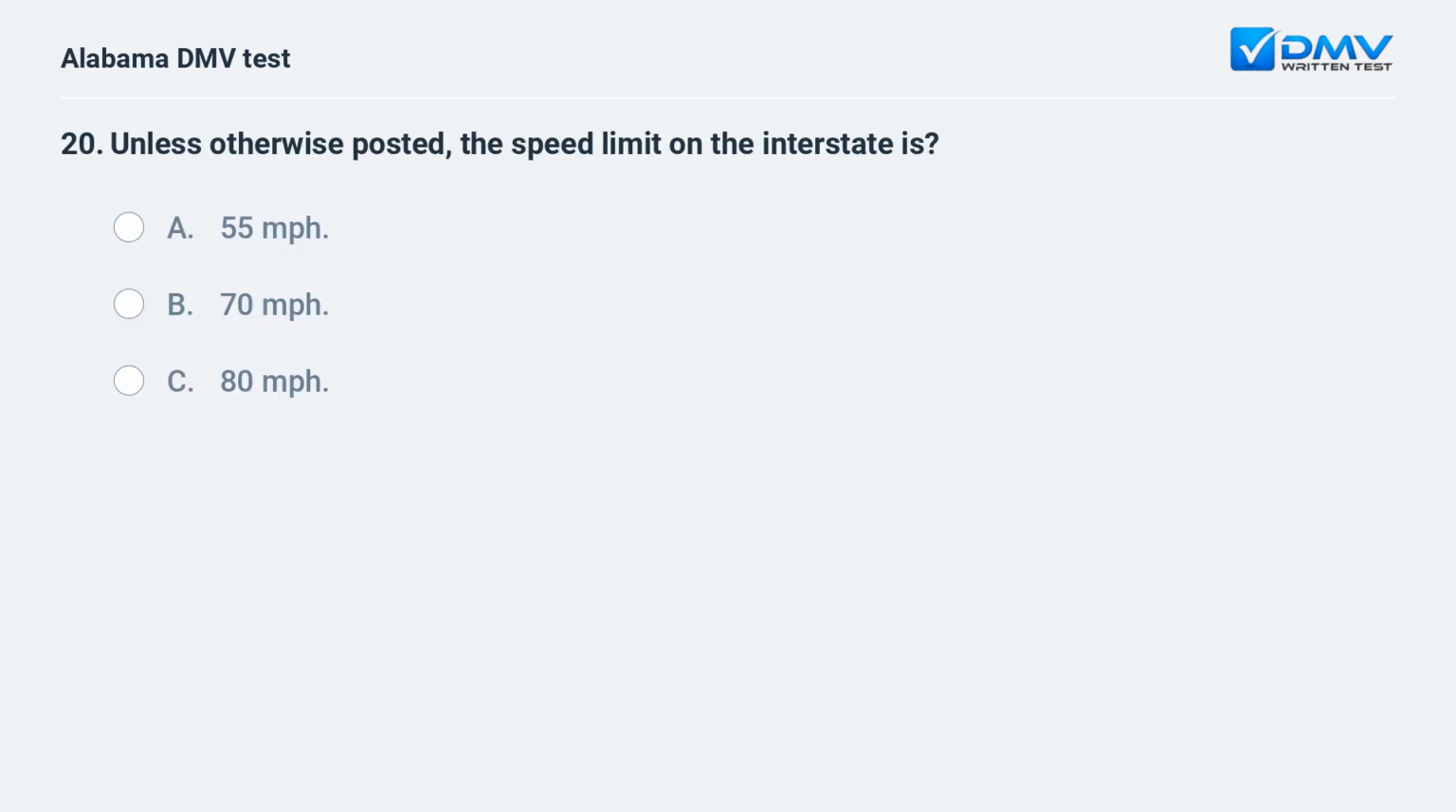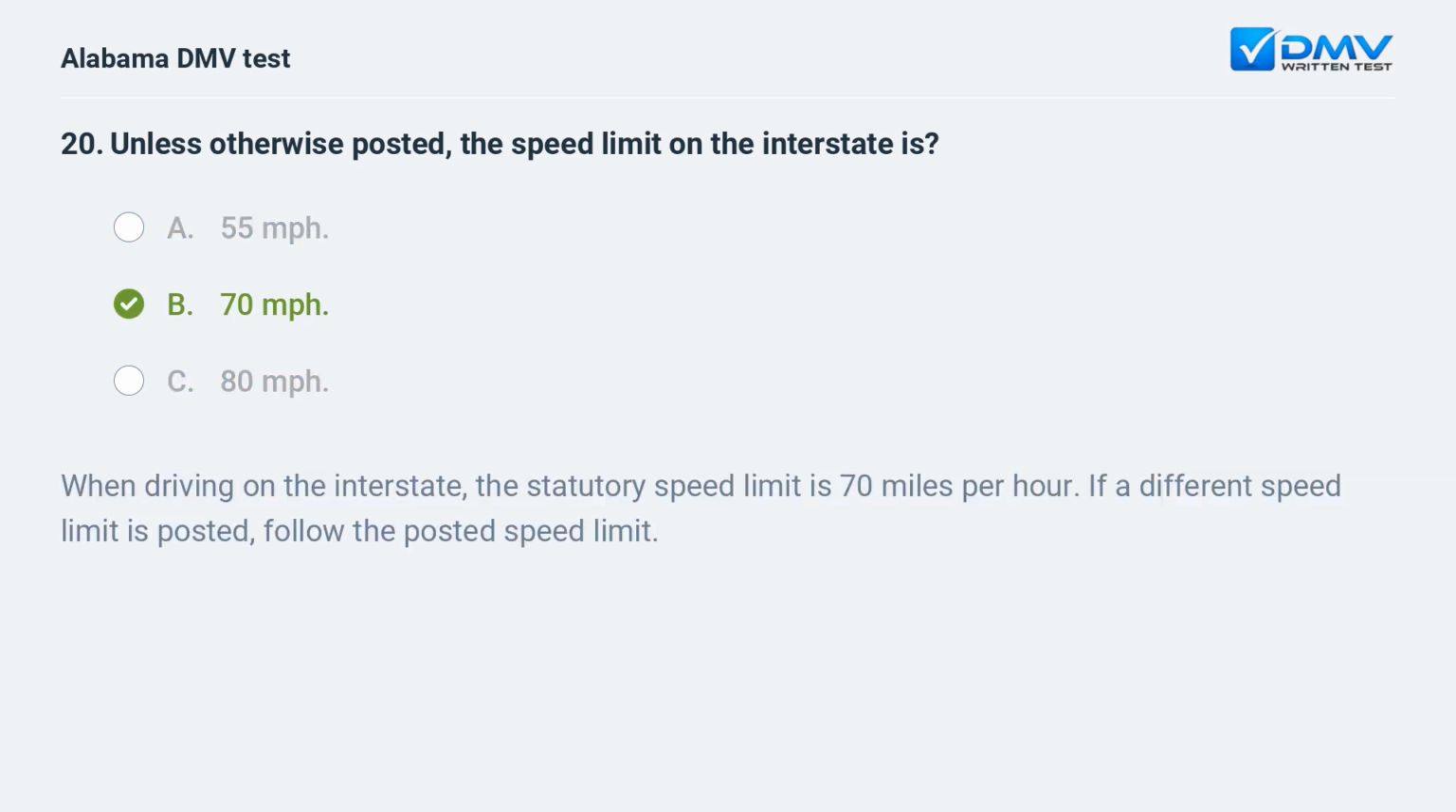Unless otherwise posted, the speed limit on the interstate is A. 55 miles per hour. B. 70 miles per hour. C. 80 miles per hour. The answer is B. 70 miles per hour. When driving on the interstate, the statutory speed limit is 70 miles per hour. If a different speed limit is posted, follow the posted speed limit.